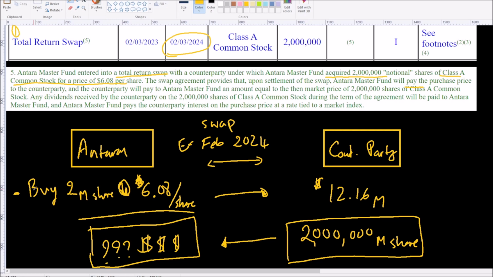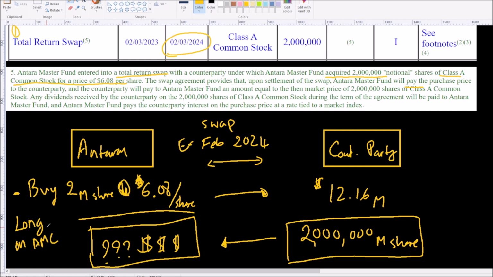So what does that mean? It means that Antara Capital, of course, is long, or synthetically long, on AMC, right? Because what they're hoping is that the share will appreciate in value.